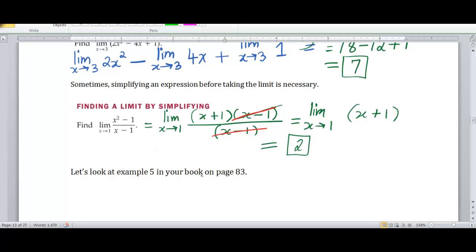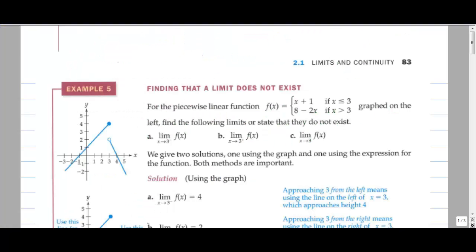Let's look at example 5 in your book on page 83. So here is page 83, example 5. This is for the piecewise linear function. So when x is less than or equal to 3, we're on the line x plus 1. That's this line right here. And when x is greater than 3, we're at 8 minus 2x.